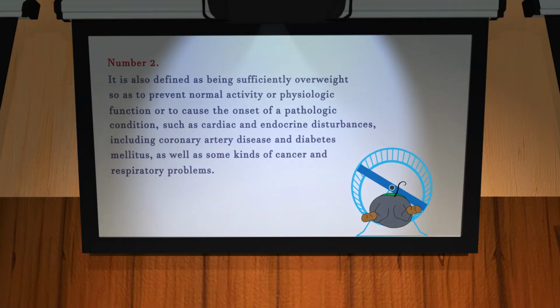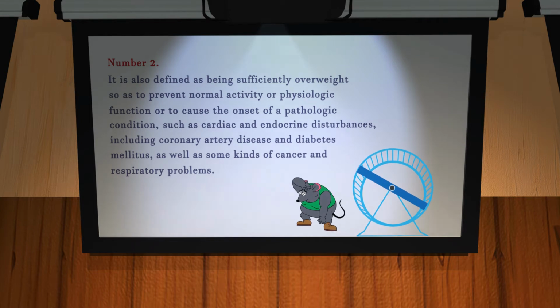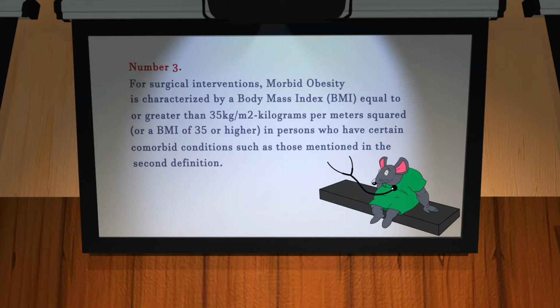Ah, yes. It is also defined as being sufficiently overweight so as to prevent normal activity or physiologic function, or to cause the onset of a pathologic condition, such as cardiac and endocrine disturbances, including coronary artery disease and diabetes mellitus, as well as some kinds of cancer and respiratory problems. 3. For surgical interventions, morbid obesity is characterized by a body mass index, or BMI, equal to or greater than 35 kilograms per meter squared, or a BMI of 35 or higher, in persons who have certain comorbid conditions, such as those mentioned in the second definition.